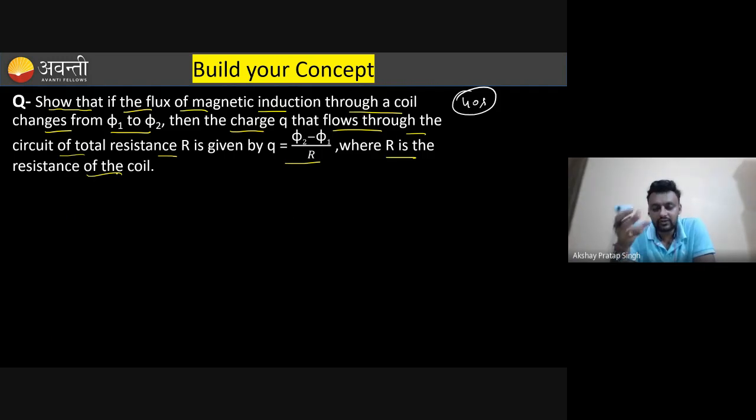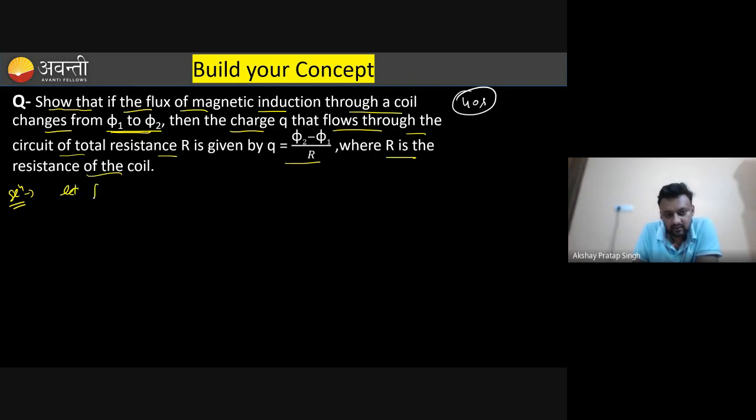The result of this question you will remember as a standard result. This is not really a question, it is a standard result that you should remember all the time. It will make your life easier because most of the time questions about charge are asked in the JEE and NEET exams. So let's suppose flux is changing from phi1 to phi2 in some time delta t. Time is not given, so I'm assuming it.